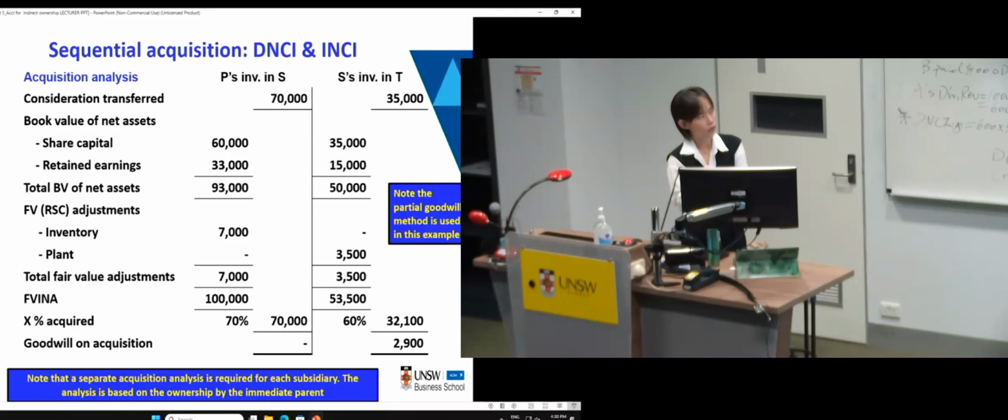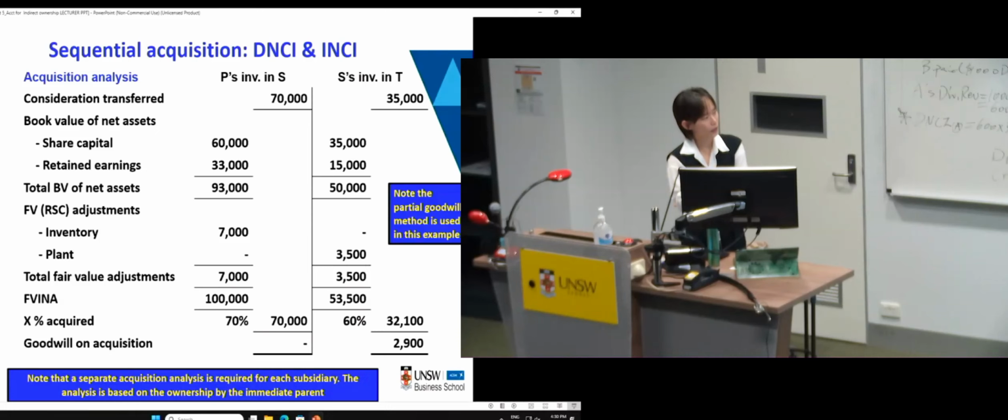So there's an item, plant, right, that requires fair value adjustment. Now the plant is recorded in T's books as 5,000 below fair value. So 5,000 multiplied by 70%, you will get 3,500. Now this is an after tax fair value adjustment. So 50,000 plus 3,500, you will get net assets of 53,500. Now the share acquired in this acquisition is 60%, right? So 60% of this amount, you will get 32,100.